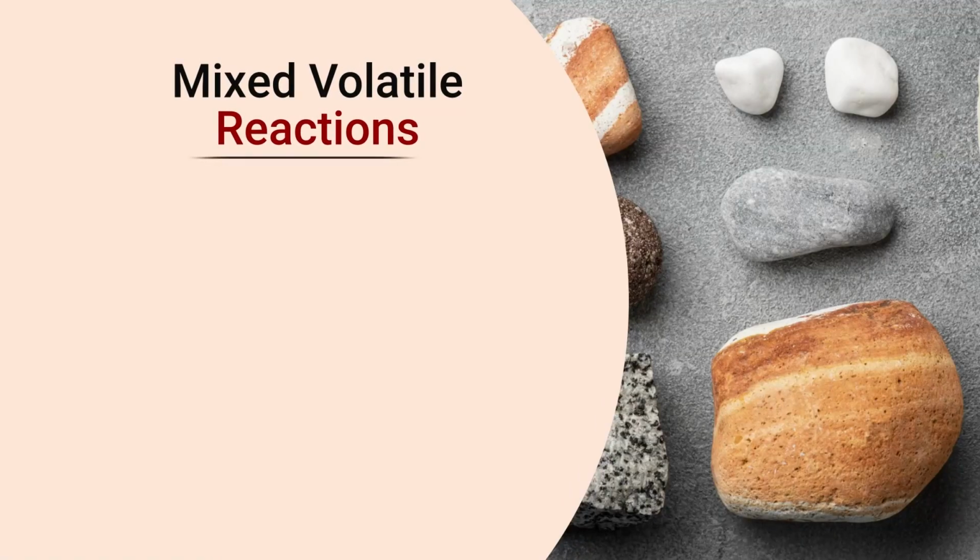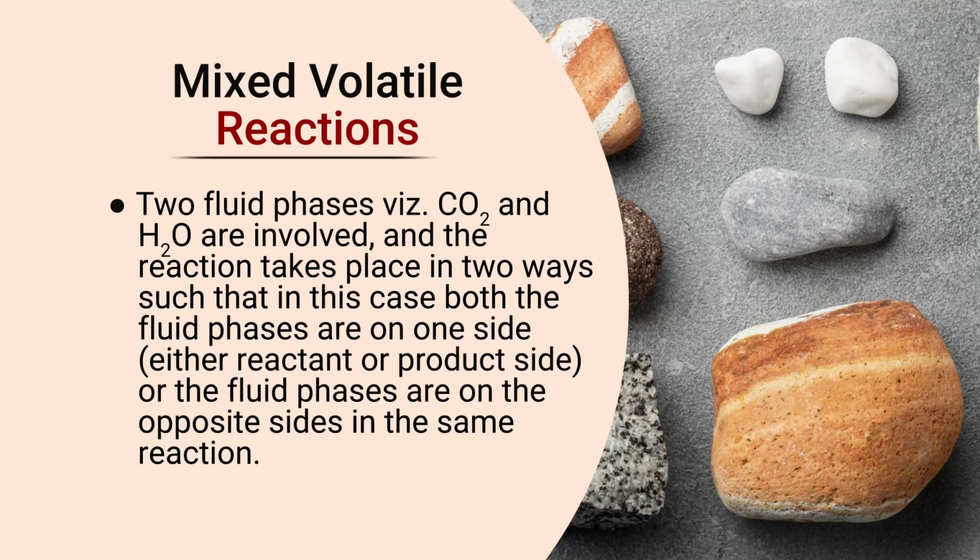Now, there is another kind of reaction which is responsible for the metamorphic processes, which is known as mixed volatile reaction. Again, the name tells you it is volatile and mixed. There are two fluid phases, CO2 and H2O, involved, and the reaction takes place in two ways. The two ways are such that both the fluid phases are on one side, that is, it can either be on the reactant side or product side, or fluid phases are on opposite sides of the same reaction.